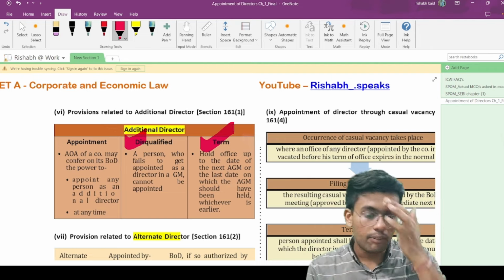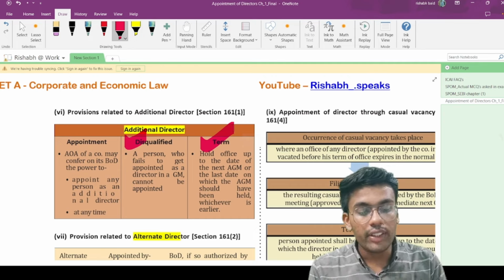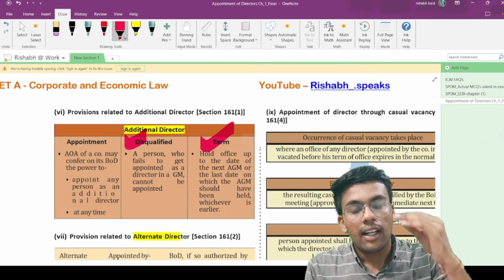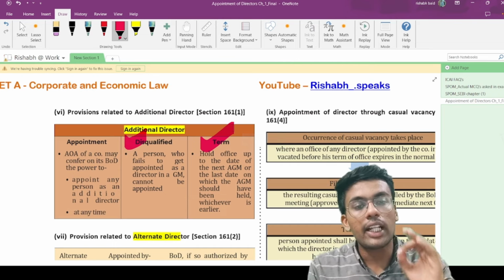What would be the term of an additional director? He should hold the office up to the next annual general meeting, or the last date up to which the AGM should have been held. What would be the tenure of an additional director?